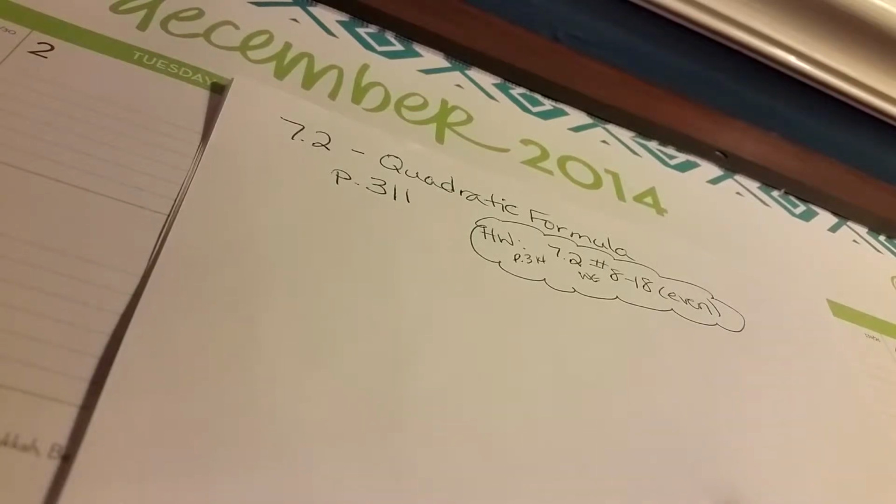All right, so 7.2 is the quadratic formula. That starts on page 311. Now remember, your homework is page 314, 7.2, numbers 8 through 18 even in the written exercises.